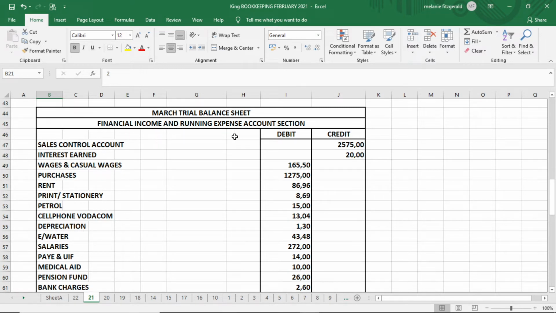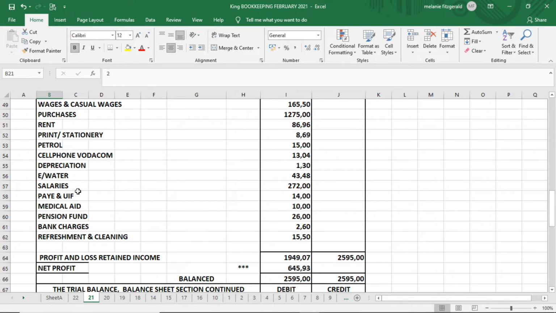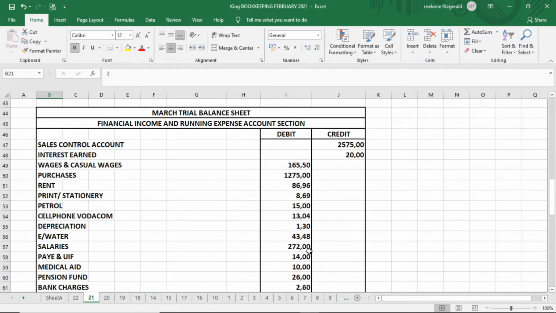Financial, income, and running expense account section, which is the first section. Remember, we discussed what the first section is. The sales control account on the credit side, you've got $2,575. The interest earned is $20. And then these are all the expenses, like the wages and casual wages, purchases, rent, print and stationery, petrol, cell phone, depreciation. You notice we're putting all the amounts on the debit side. Electricity and water, salaries, pay as you earn and UIF, medical aid, pension fund, bank charges, refreshments, and cleaning. All of these amounts go on the debit side.